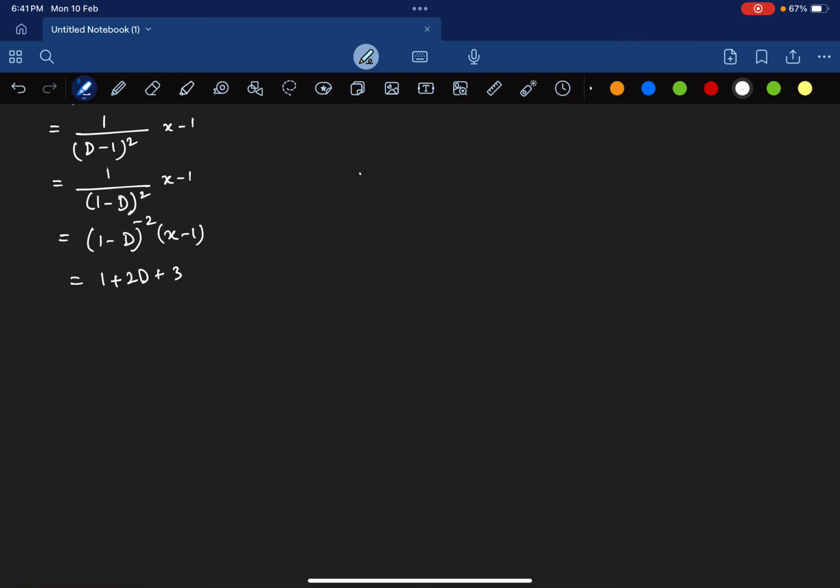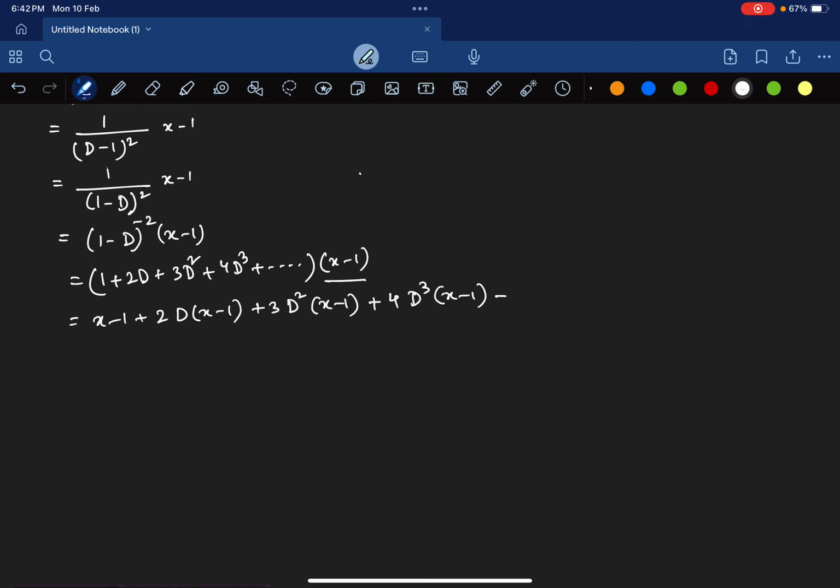So 1 plus 2D plus 3D square plus 4D cube plus so on. This formula you can apply. So here you have x minus 1. Now what you need to do, you need to take this x minus 1 inside. So what you have, x minus 1 plus 2 times D of x minus 1 plus 3 times D square of x minus 1 plus 4 times D cube of x minus 1 and so on. So here x minus 1 plus 2 into the first derivative, so 1, and the rest of the terms will give you 0.